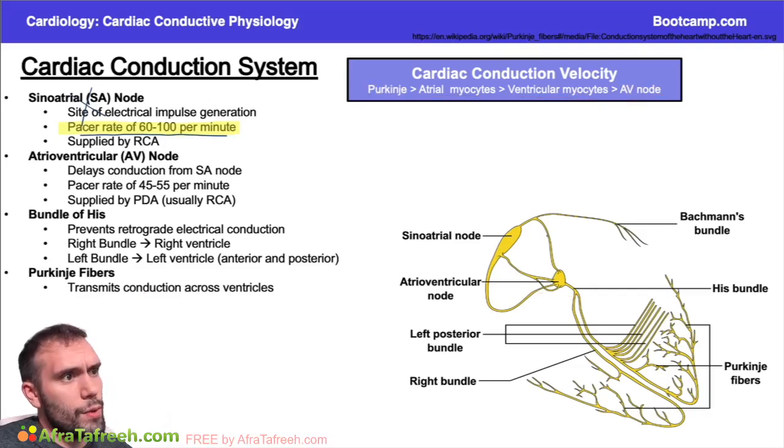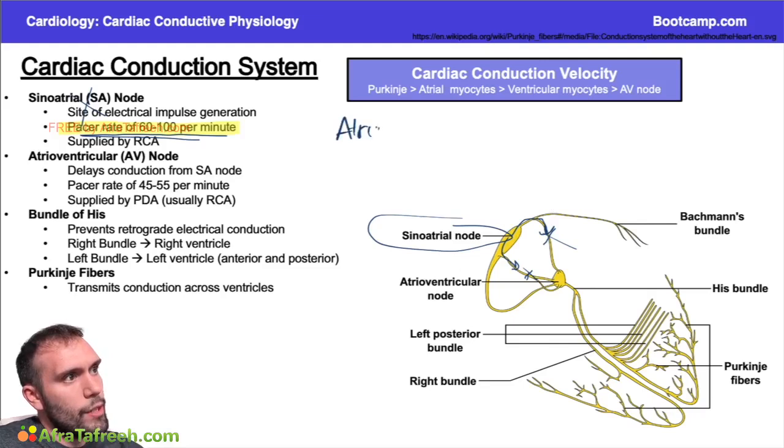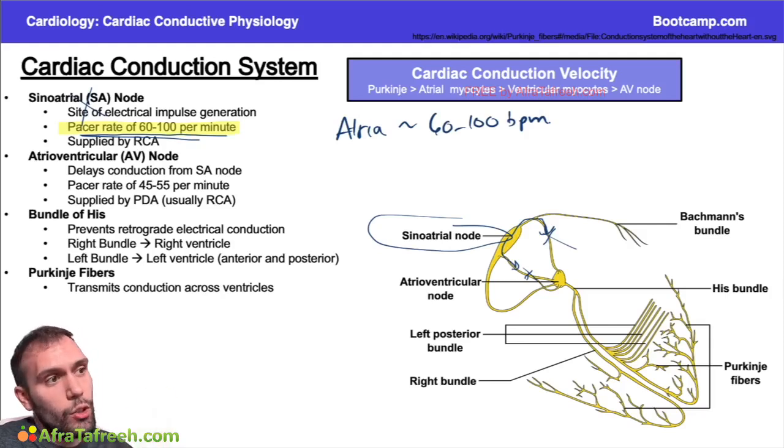Let's just say for whatever reason, there was some block, right, between my SA node and my AV node. So let's just say I block these signals. So now the signal cannot get through very easily to the AV node. So what happens? Well, my SA node is still going to have a pacer rate of 60 to 100. So the SA node is still going to be sending signals to the atria. So my atria might be contracting at about 60 to 100 beats per minute. Okay. However, I cannot get that signal to the ventricles.